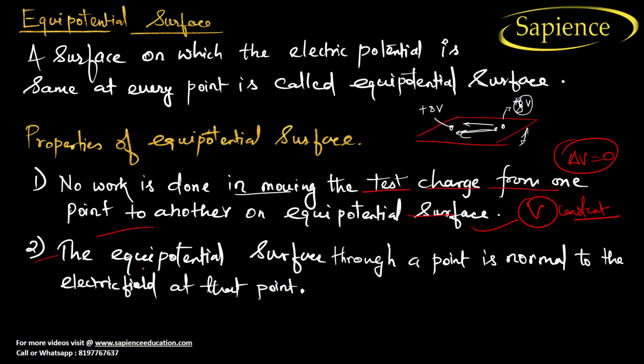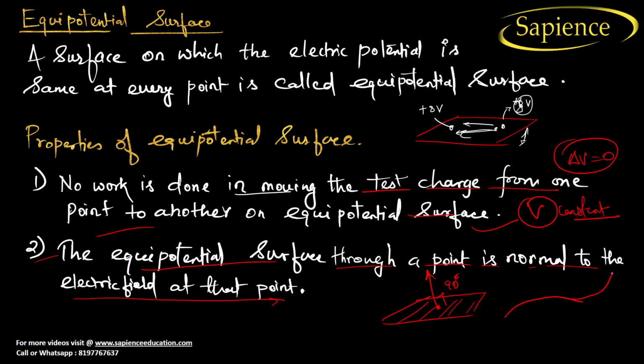The second property is that the equipotential surface through a point is normal to the electric field at that point. What do you mean by this? See, let us consider this is the surface, an equipotential surface. The electric field will always be at 90 degrees to this surface. If the surface is curved like this, let us consider this is the surface.